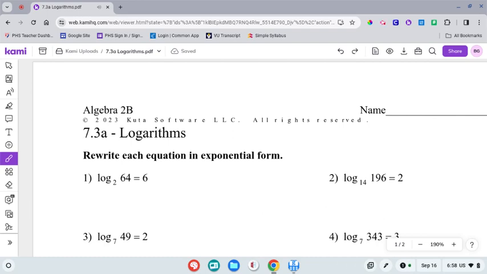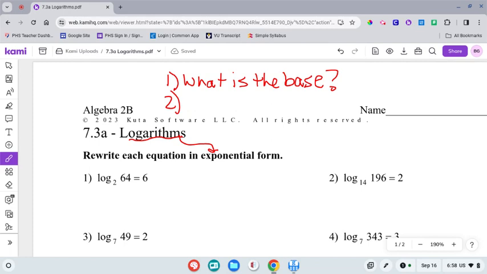7.3a is logarithms. Logarithms seem a lot harder than they actually are. A logarithm is very closely related to an exponential. In fact, it's the inverse operation. So remember two things. One, ask yourself, what is the base? And two, remember a log equals the exponent. We're going to be switching back and forth between logarithms and exponentials, and those two things are very useful.